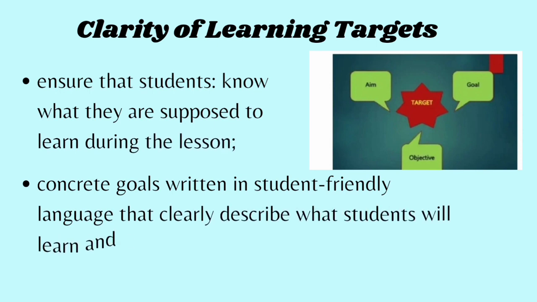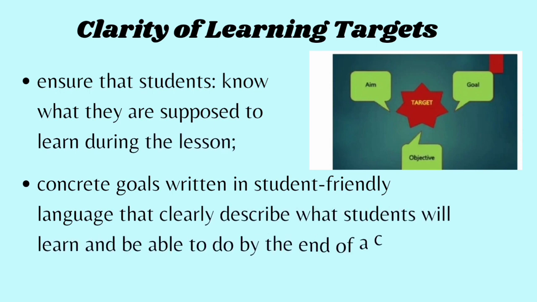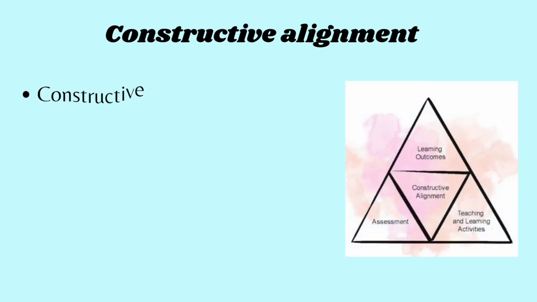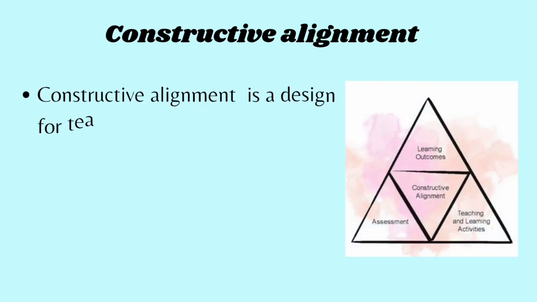Clear learning targets based on standard learning targets enable the teacher to see the student's future accomplishments. These are concrete goals written in student-friendly language that clearly describe what students will learn and be able to do by the end of the class, unit, project, or even a course. Second one is constructive alignment.